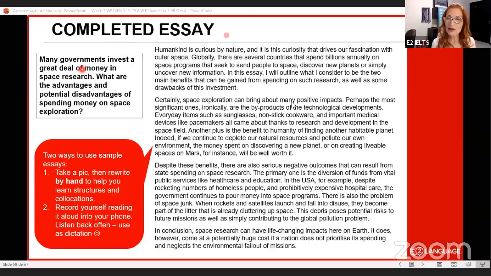Another plus, so avoiding those mechanical markers that we mentioned in other classes. Instead of firstly, secondly, you should put in phrases that have the equivalent meaning. So this is one example. Instead of putting secondly, another plus is the benefit to humanity. So another plus, that means secondly, another one. Very well.